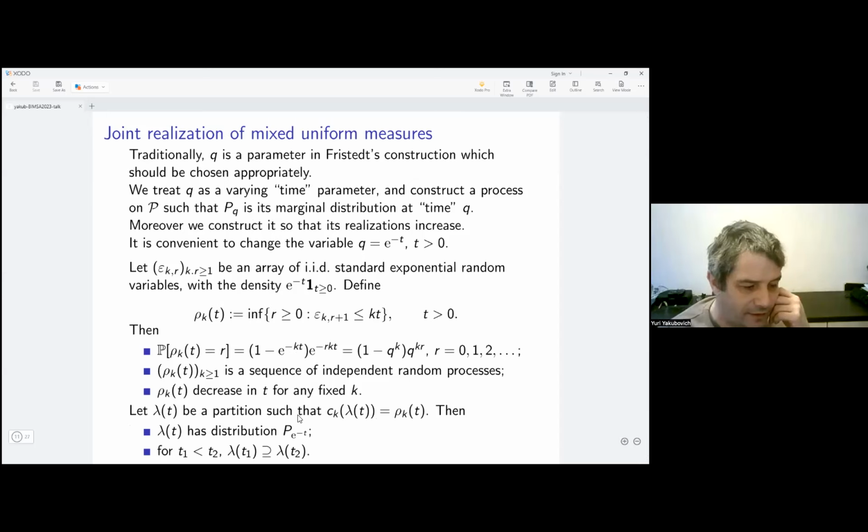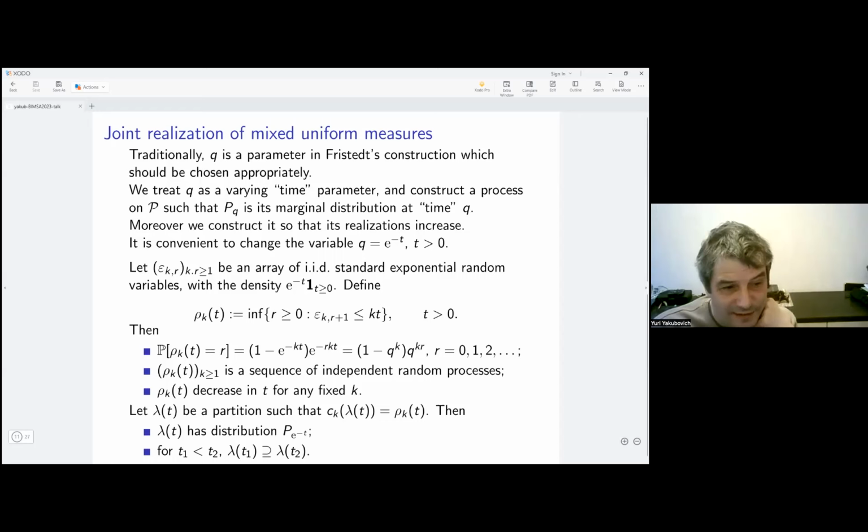And so my idea was that we can actually construct a family of processes, or maybe a partition valued process, in which this parameter q of the free-state construction is treated like a varying parameter which plays the role of time.